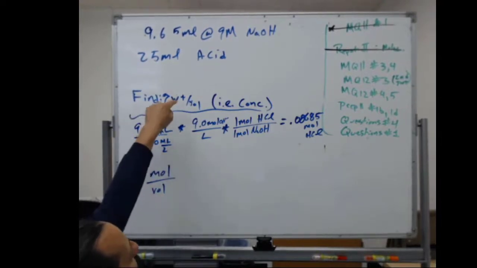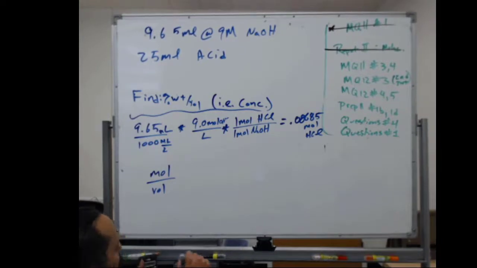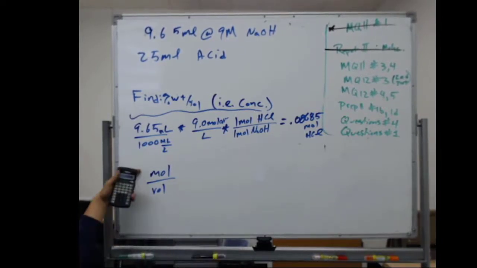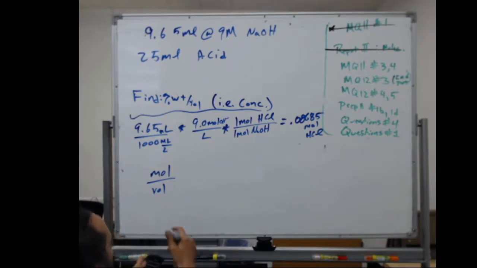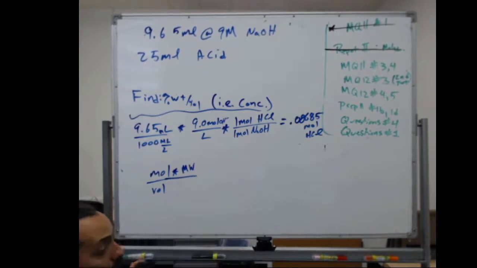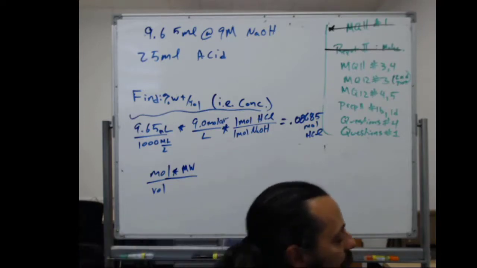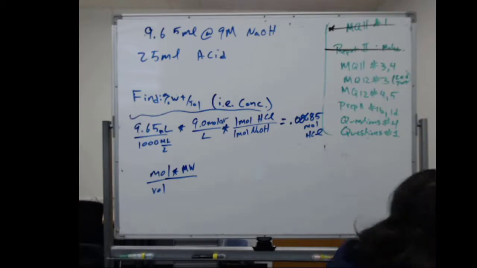But what we're asked for is mass per unit volume. So I've got to take this moles of HCl, right? If we just wanted molarity, we'd be done. Divide those two numbers and you're good. If we want mass per unit volume, we're going to have to take that moles and multiply by molecular weight. And that should convert us to mass. So we need the molecular weight of HCl, which is going to be 36.45.